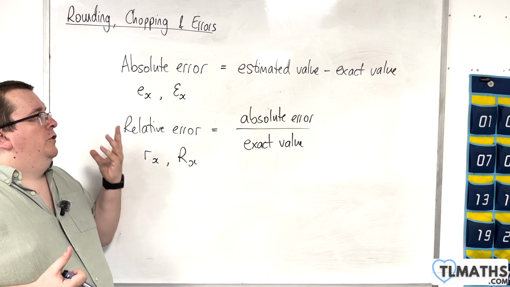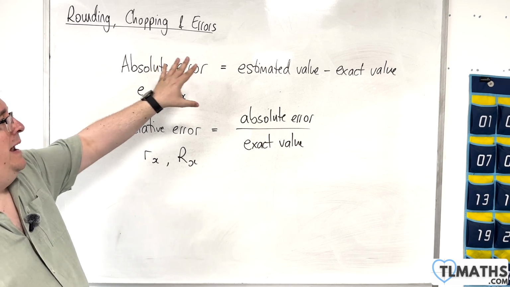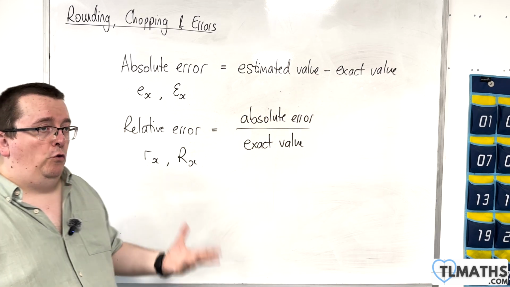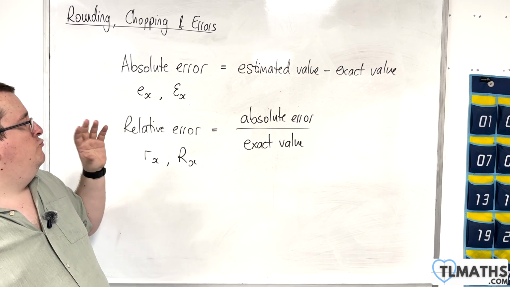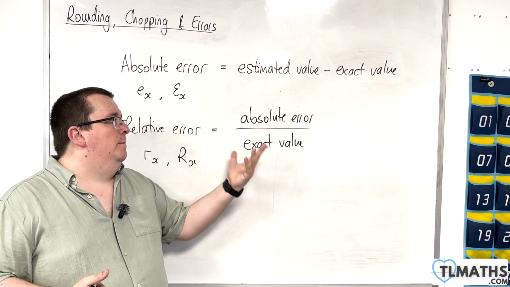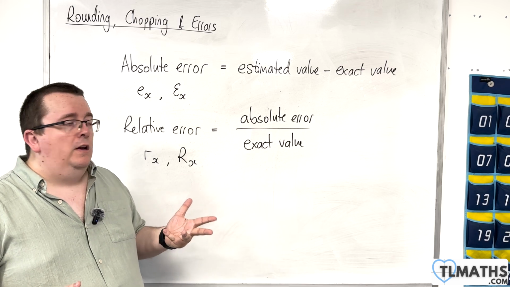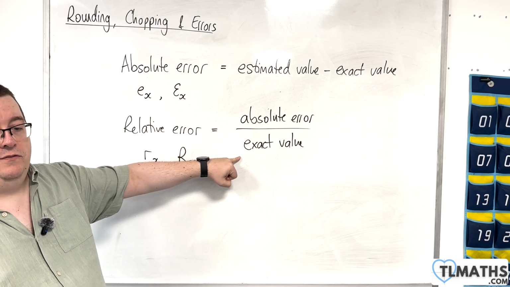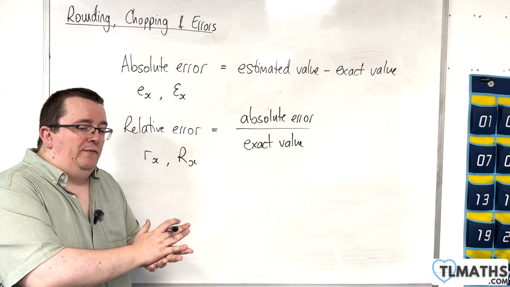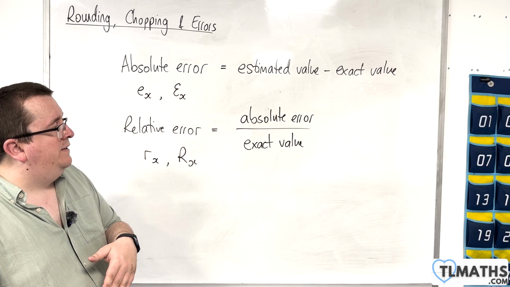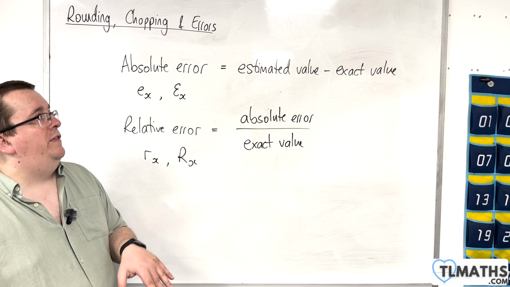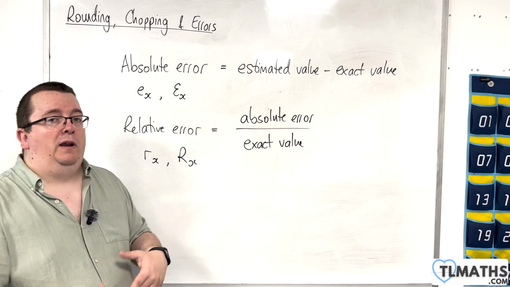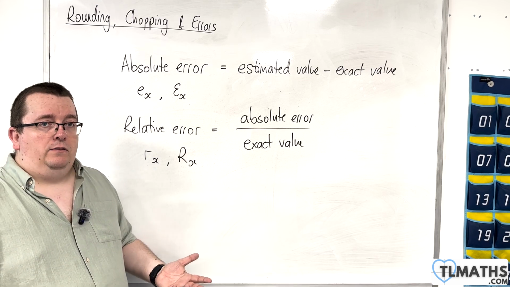So, the consequence of the absolute error, remember, being either positive or negative, means that the relative error could also be positive or negative. And so, because of the absolute error here, divided by the exact value, you could get a positive value, you could get a negative value, and that's all based on whether your estimated value was above or below the exact value in the first place.